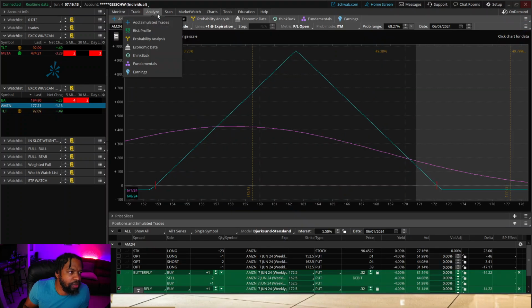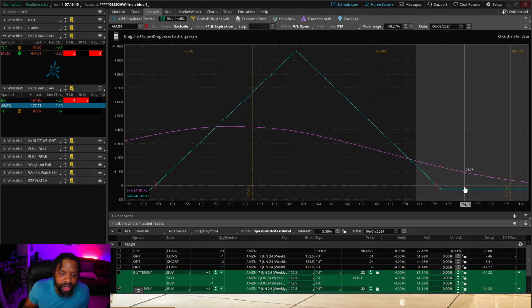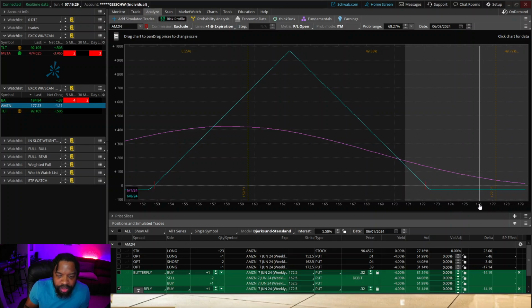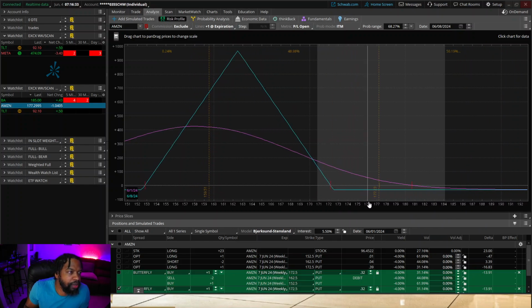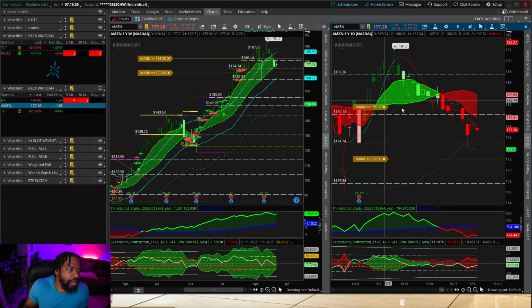Actually, let's go and look at what it would be. So yeah, even if it gets down to that resistance level, the profit there is still, if it went down there immediately, you'd be at like 98. So you pay $30 and it's already a 3-to-1. Just something to think about for that Amazon play.